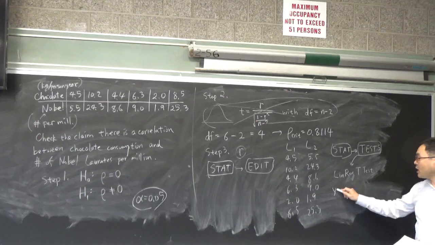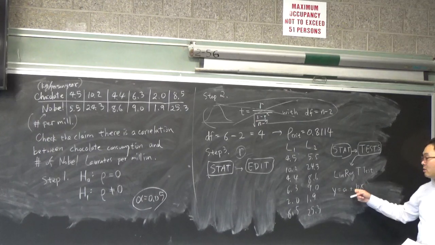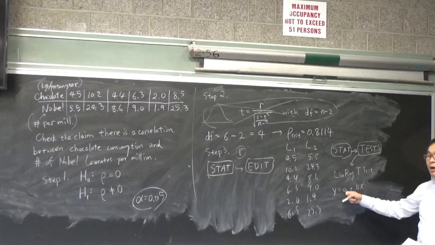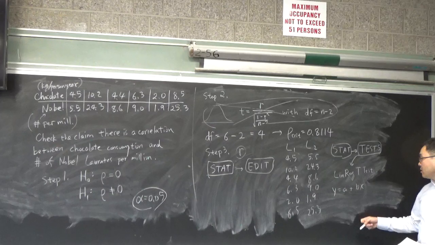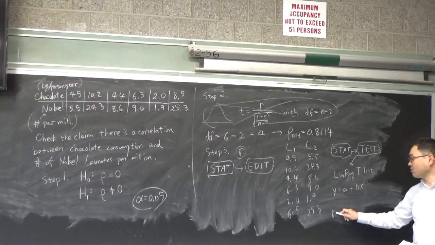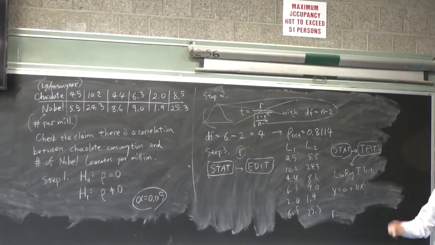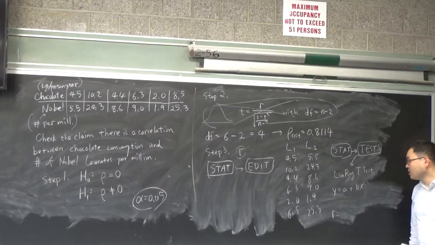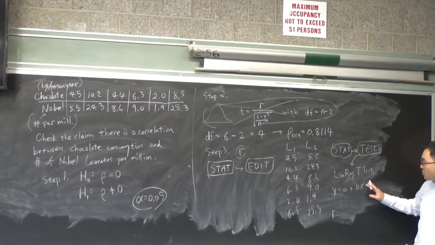It will tell you y equals a plus bx. So it'll tell you the y-intercept and the slope of the regression line. It will also give you the value of r, okay? And plus other things as well. Okay. All right. So can you tell me what a is and what b is?